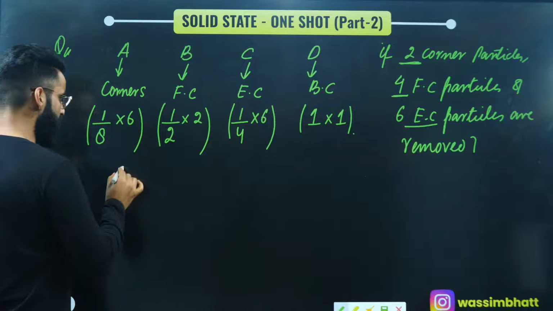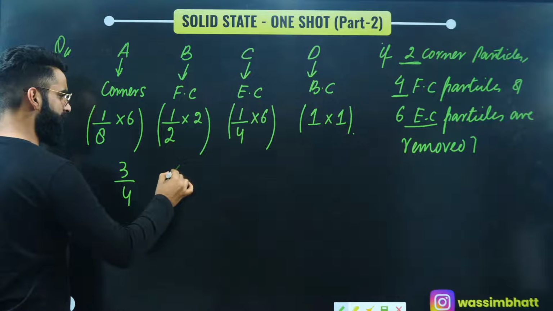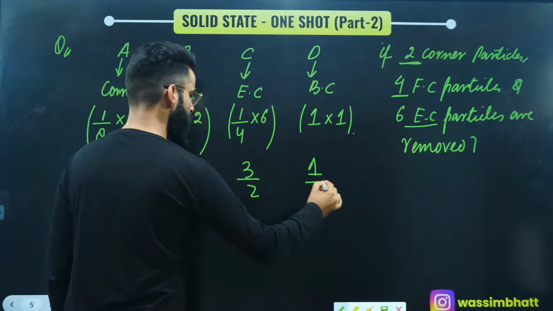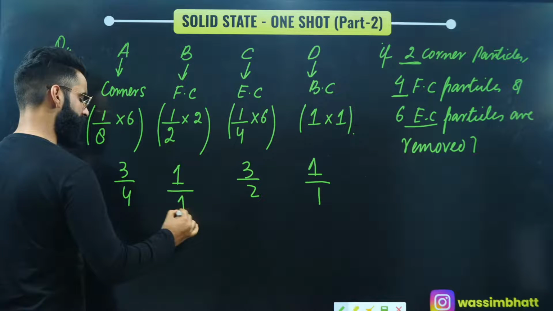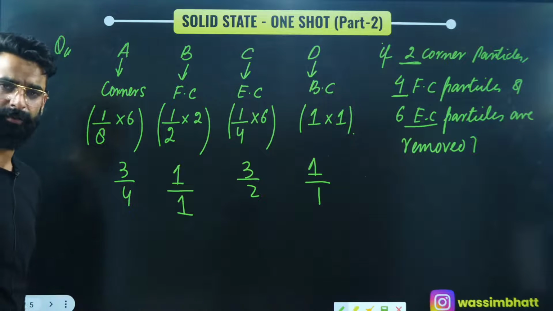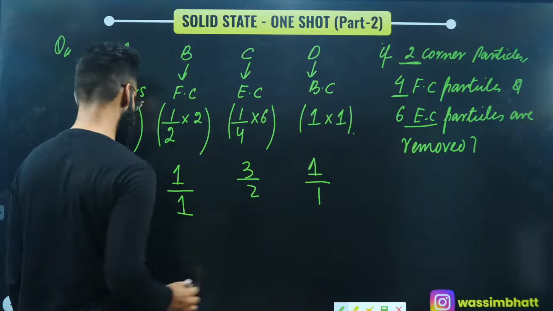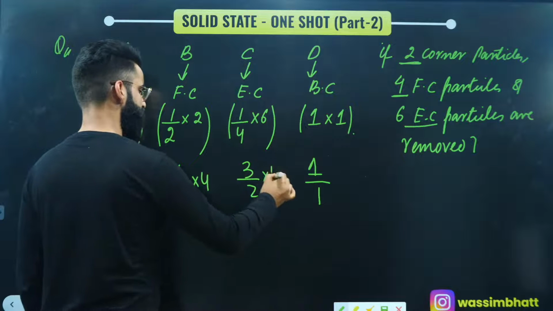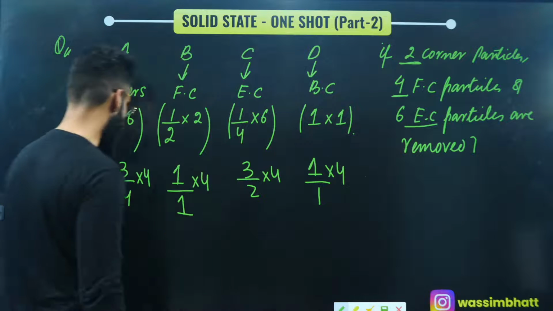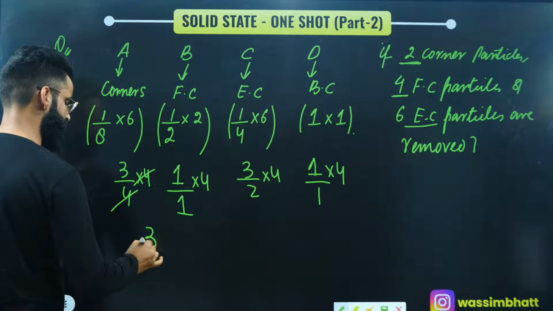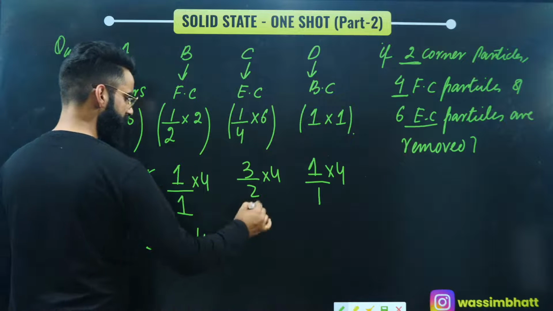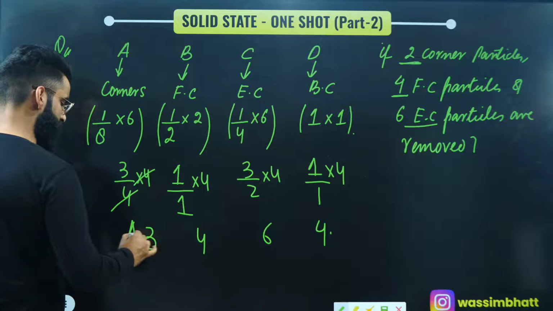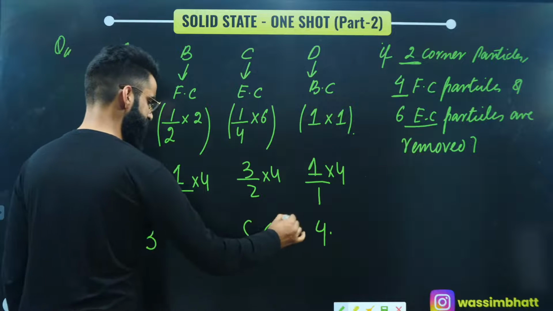So this A will come out to be 3 by 4. This will come out to be 1. This will come out to be 3 by 2. This will come out to be 1. Now take the LCM of the denominators, which is 4. So multiplying each term by 4, this 4 got cancelled. This value comes out to be 3, this 4, this 6, and this 4 as well. So the formula of the compound is going to be A3, B4, C6, D4.